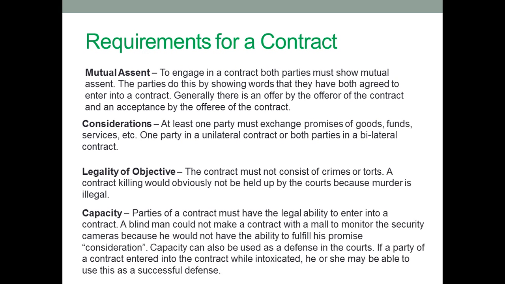Capacity. Parties to a contract must have the legal ability to enter into a contract. A blind man could not enter into a contract with the mall to monitor the security cameras because he would not have the ability to fulfill his promise or his considerations. Capacity can also be used as a defense in courts. If a party to a contract entered into the contract while intoxicated, he or she may be able to use this as a successful defense.